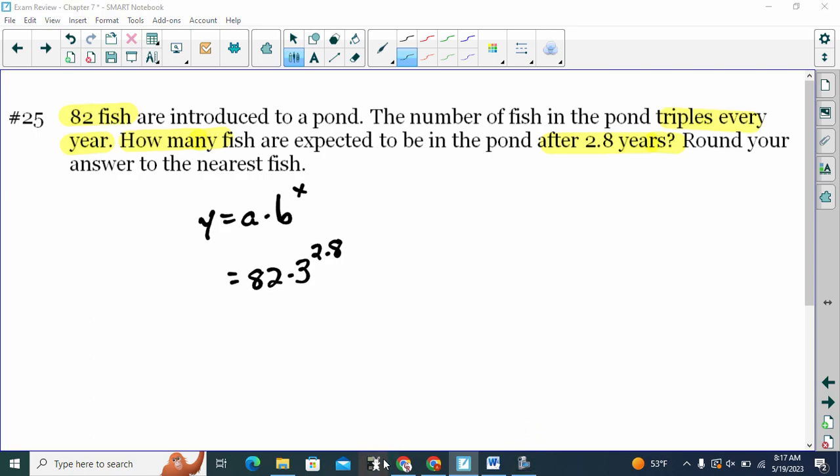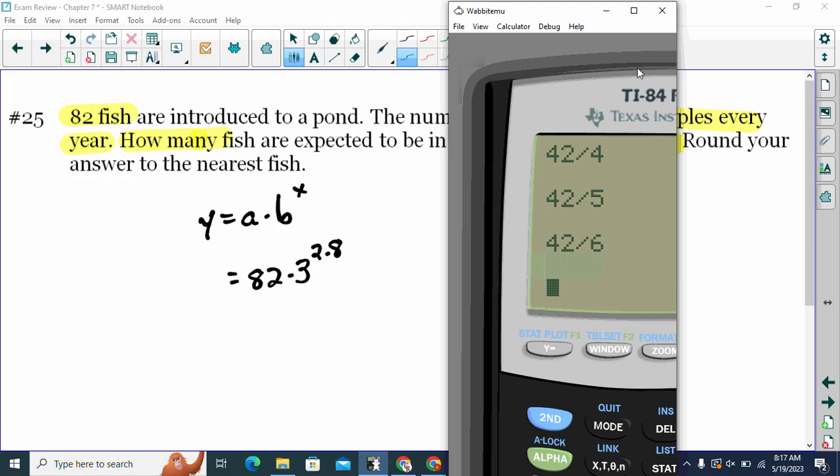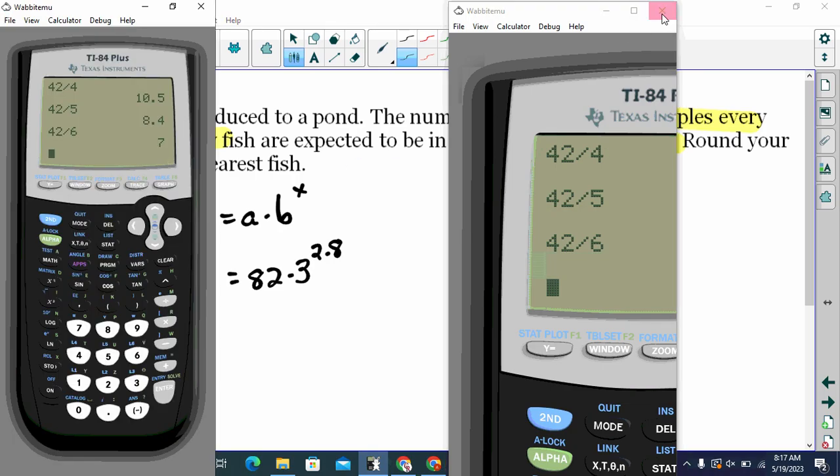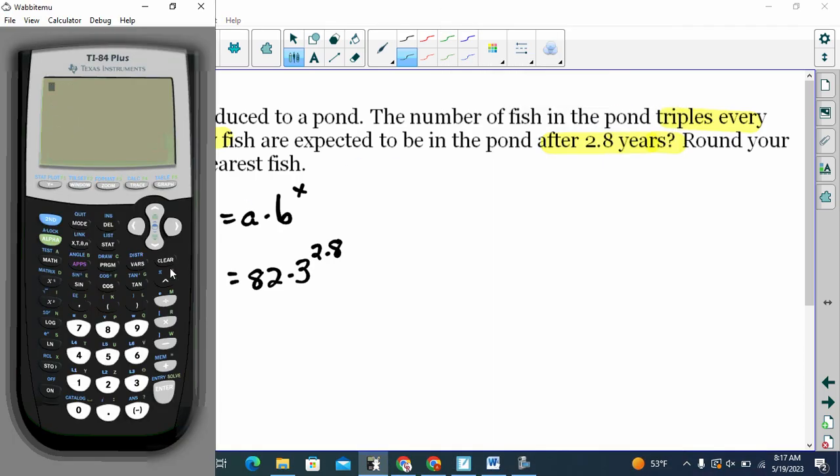And now it's a calculator problem. Make sure you know how to type that expression into your calculator. We've got 82 times 3 to the 2.8. It says to round to the nearest fish, so 1777.2. So to the nearest fish, 0.2, we round down, so 1,777 fish.